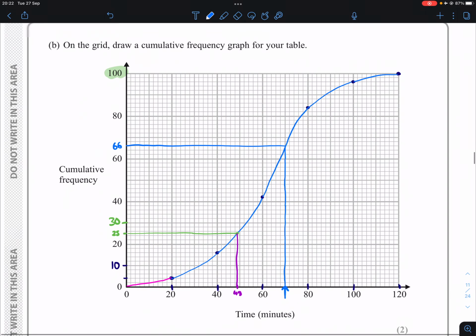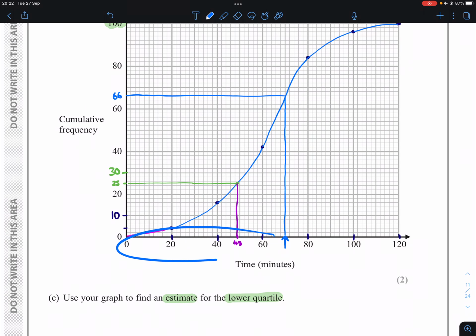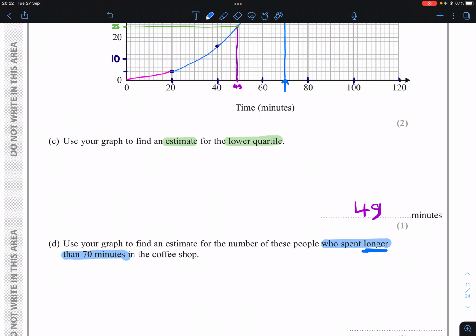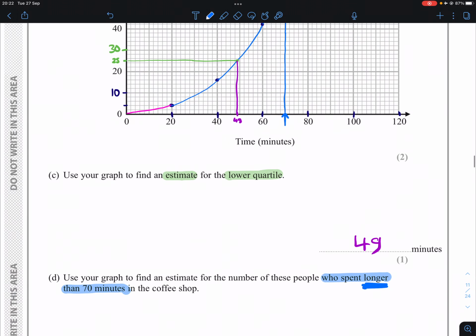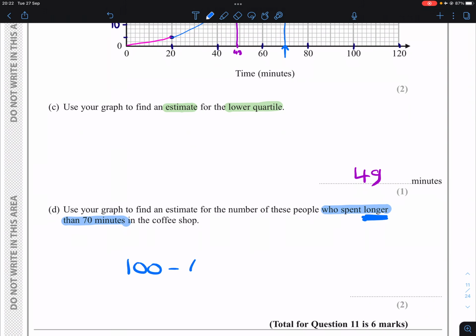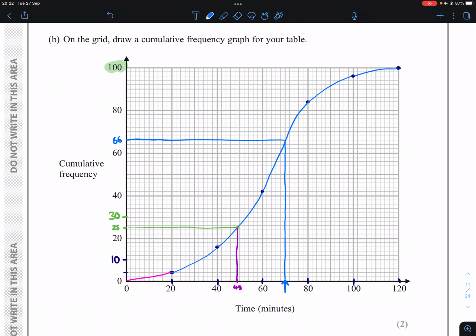So using my graph, that's shown that up to 70 minutes, there were 66 people who spent up to 70 minutes. Because it's saying spent longer, we're actually interested in how many people were above the 66. So we take that 66 away from 100, and we're going to end up with 34 as our estimate. Again, whether or not your numbers match or are close to what they've got in the mark scheme, as long as your graph and the evidence of you drawing lines like this justify your value, then you're going to get the marks for that. And that's us done.